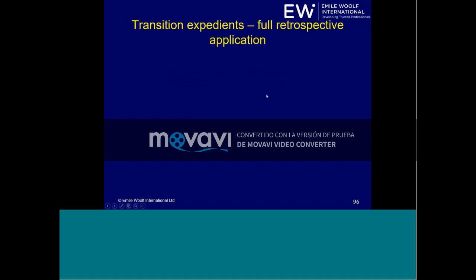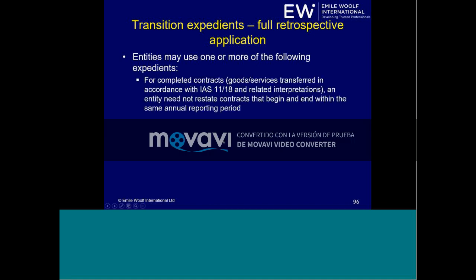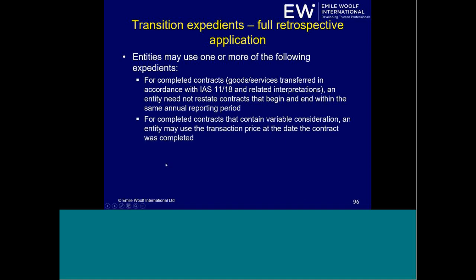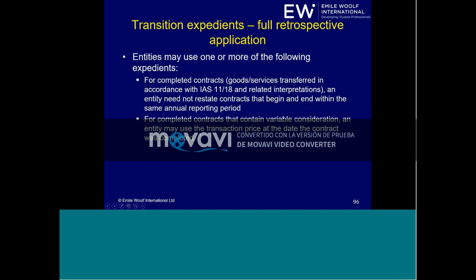For completed contracts, an entity does not need to restate contracts that begin and end within the same accounting period. For completed contracts that contain variable consideration, an entity can use the transaction price at the date the contract was completed, so you can do your catch-up in one go at that point. And for all reporting periods presented before the 1st of January 18, you do not need to disclose the amount of the price that is allocated to remaining performance obligations.